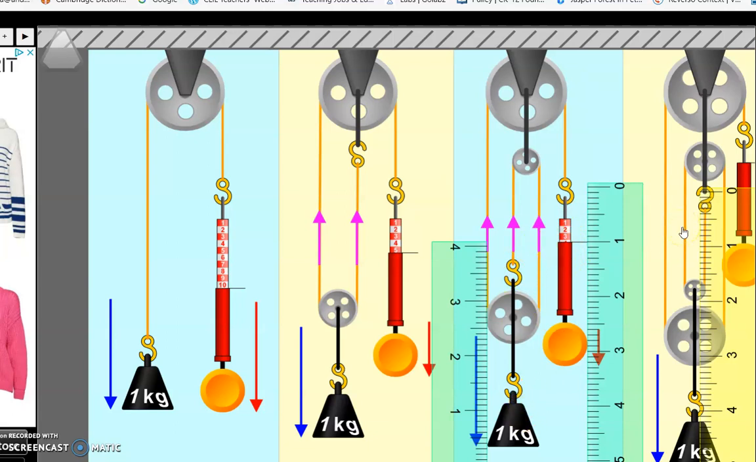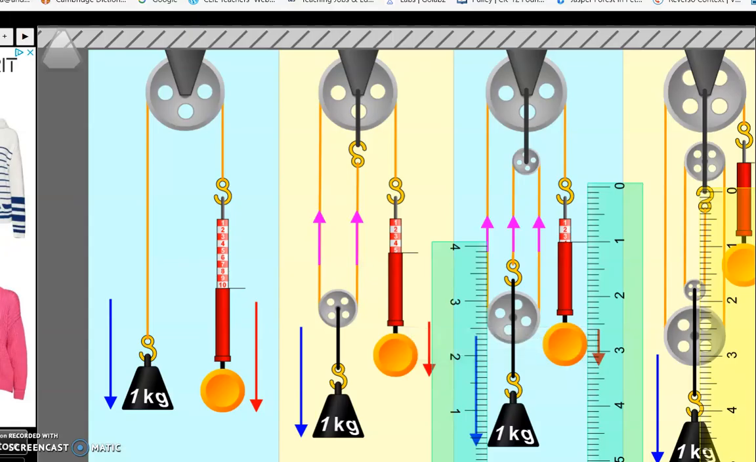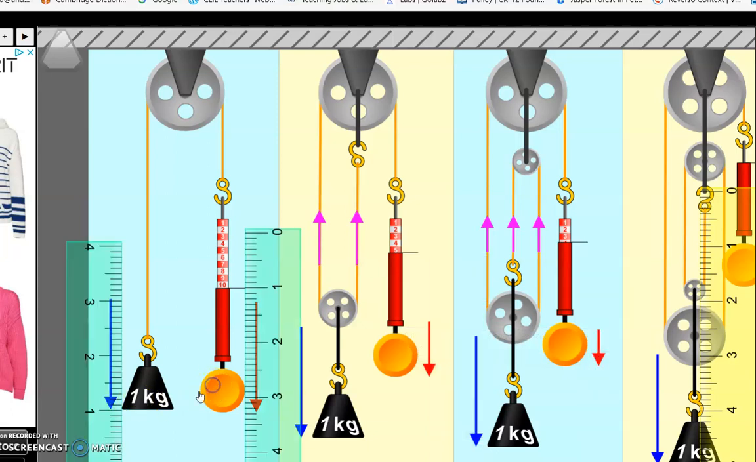Another relationship is the relationship between hoisting distance and the number of ropes, and also the number of meters of rope that we need to pull on. So let's first talk about hoisting distance. What do I mean by hoisting distance? Hoisting distance is this distance, how far the object is off the ground.